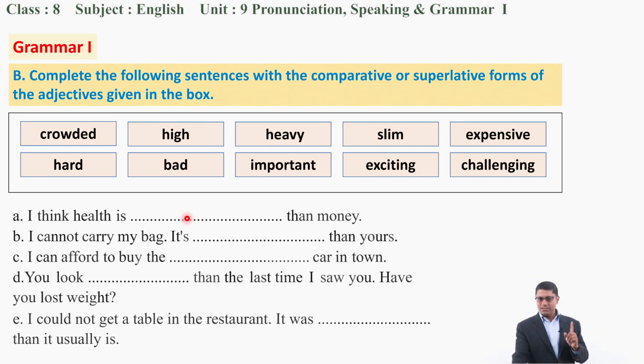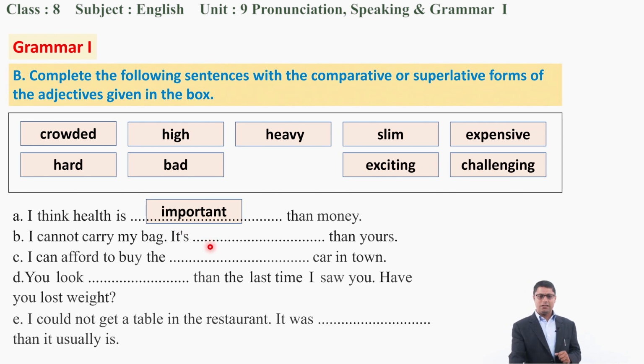And we have already discussed in which situation we use comparative and in which situation we use the superlative degree of adjectives. Now, look at the first one. I think health is then money. What do you think will be suitable here? Which of the adjectives will be suitable here? Can you say? Very good. Whatever you said is right. Important. But can we write important here? Don't we need to use comparative or superlative degree? Exactly. We need to use either comparative or superlative degree. Then what do we need to use here?